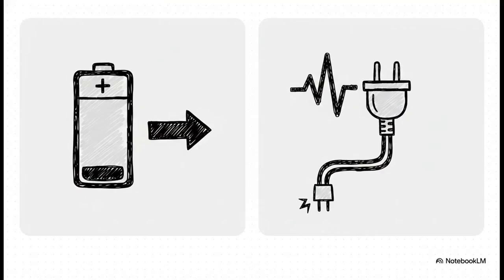Let's look at where this electricity actually comes from. Batteries provide direct current, or DC, which constantly flows in one single direction. But the mains electricity plugging into your house, that's alternating current, AC. It rapidly goes back and forth at a frequency of 50 Hz, averaging out to 230 volts.